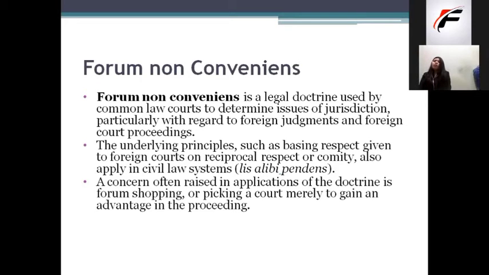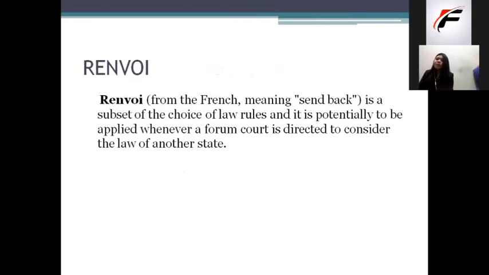So, forum non-conveniens is after forum convenience, they are renvoi usually. Renvoi is from French, meaning send back. It is a subset of the choice of law rules and it is potentially applied wherever a foreign court is directed to consider the law of another state.